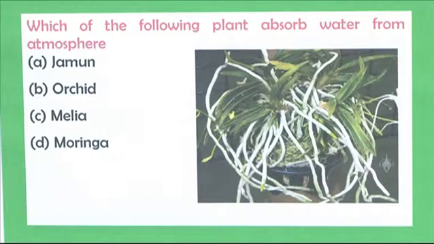Third one, melia. I hope you should know the botanical names. Melia azadirachta is nothing but your neem plant. Then moringa. What is moringa? Moringa is the drumstick plant, right. So, whether it is drumstick, melia, orchid or jamun, we call it Eugenia jambolana.